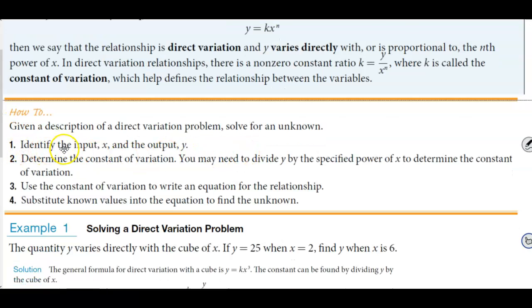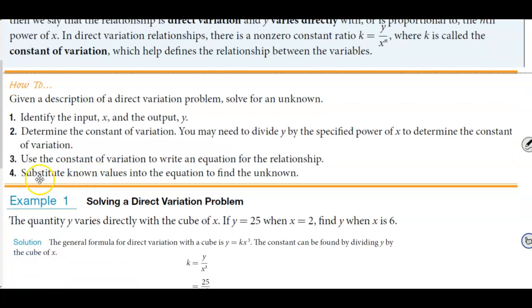First, we need to identify the input x and the output y. Number 2, we're going to determine the constant of variation. You may need to divide y by the specified power of x to determine the constant of variation. Number 3, you're going to use the constant of variation to write an equation for the relationship. And number 4, you're going to substitute known values into the equation to find the unknown.